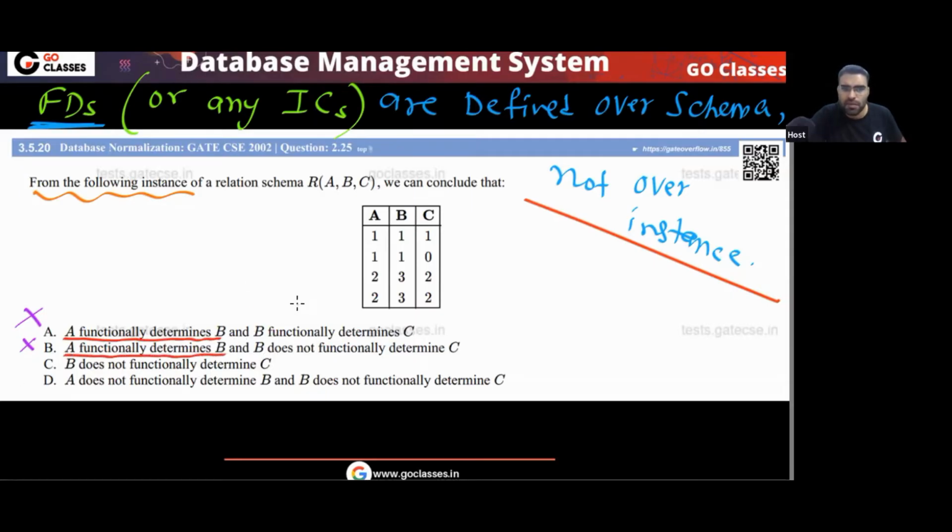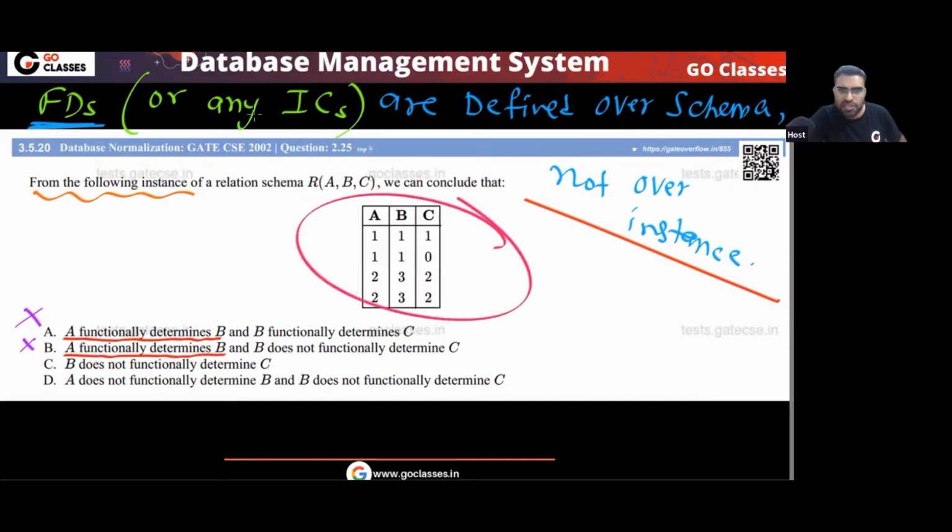Is this clear? Please tell me. If I give you some instance, then you can find some functional dependency which does not hold on the schema. So from the instance, you can eliminate some functional dependency, but you can never say that some functional dependency will hold. So option A, option B, these are gone. Now tell me, what is option C?